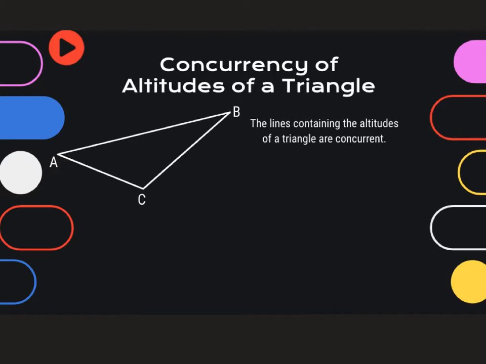Concurrency of altitudes of a triangle. The lines containing the altitudes of a triangle are concurrent. What that means is that they all intersect at the same point.